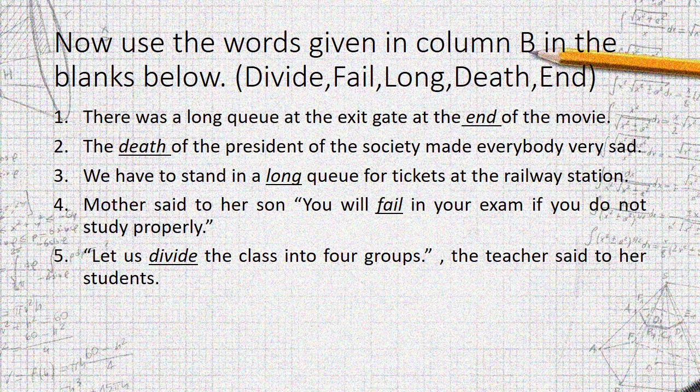Third one. We have to stand in a blank queue for tickets at the railway station. Which 3 options are remaining? Divide, fail, and long. Queue is that line. So that long line is there. So we have to stand in a long queue for tickets at the railway station.